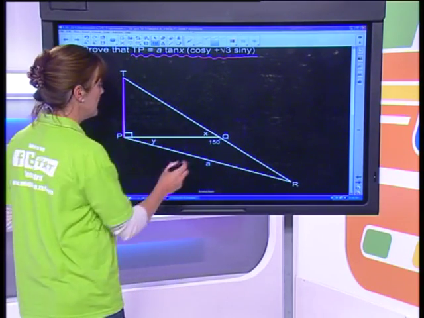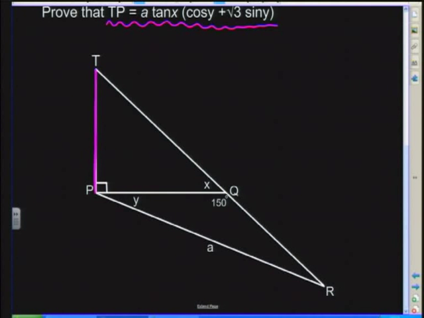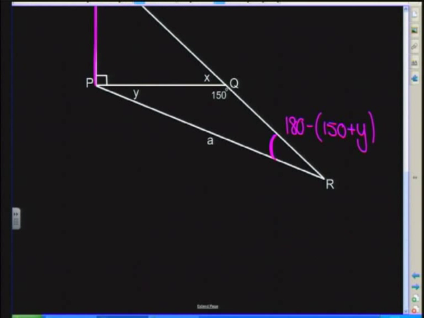For example, if that's 150 and that's Y, this angle over here is going to be 180 minus my 150 plus my Y, because it's interior angles of a triangle, which means that angle R is going to be equal to 180 minus 150, which is actually 30, minus Y. And that's your interior angles of a triangle. So that's what I know this is, and it's going to help me in a minute. You'll see in a second.